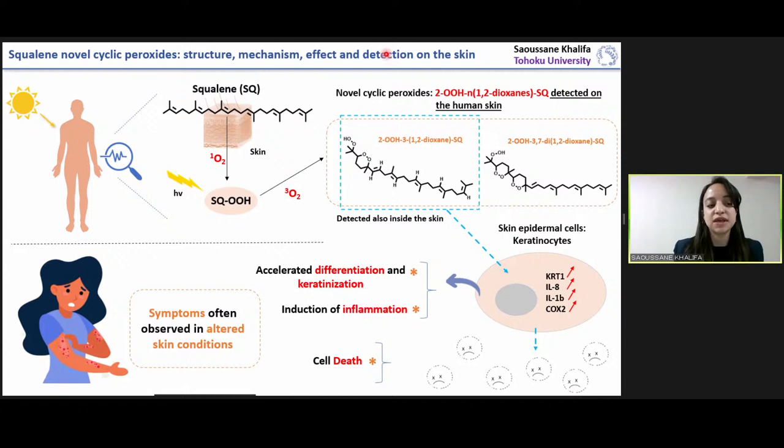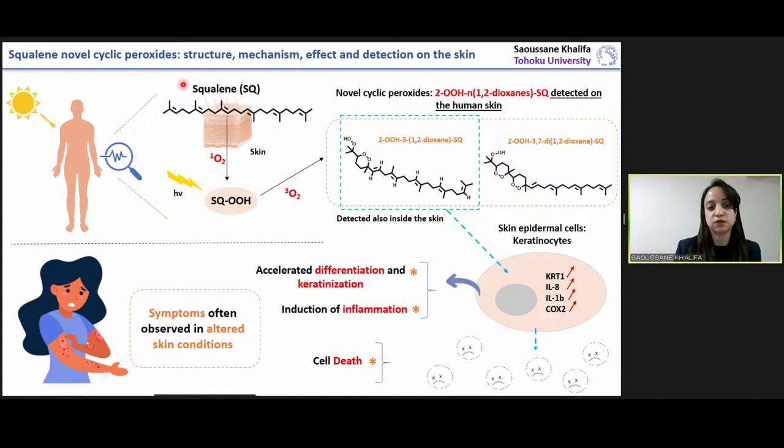So without further ado, I will start my presentation about squalene hydroperoxides, their detection on the human skin, and their effect on skin cells. To begin with, our skin is the first barrier that separates and protects us from the external environment. And our skin is coated with a layer of lipids that plays an overall protective role.